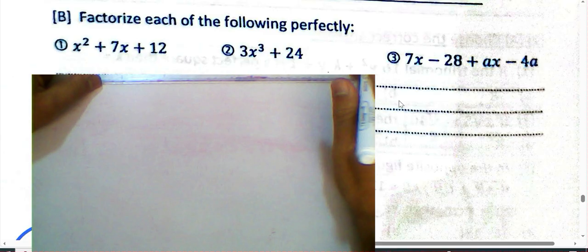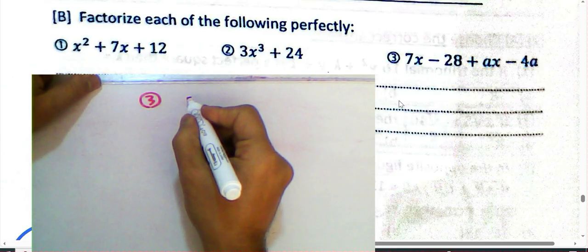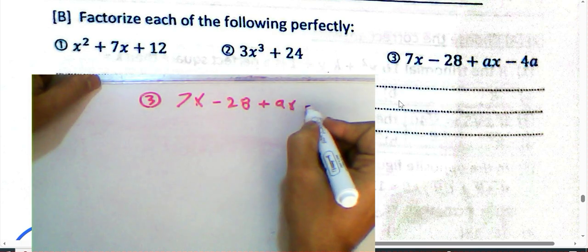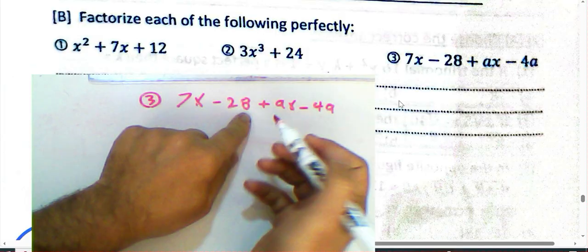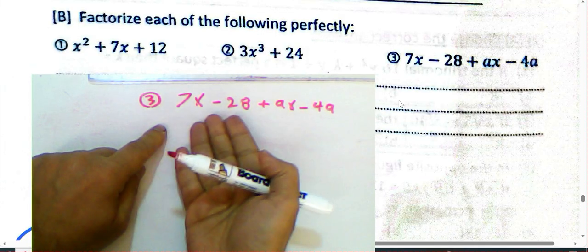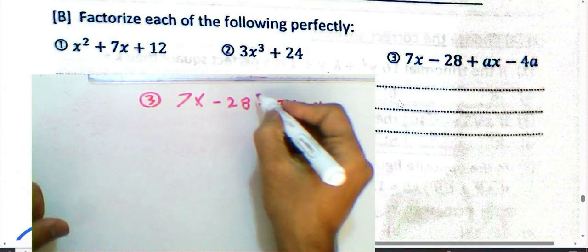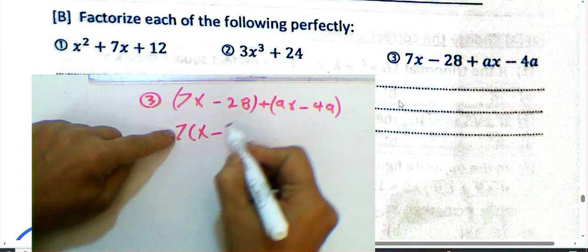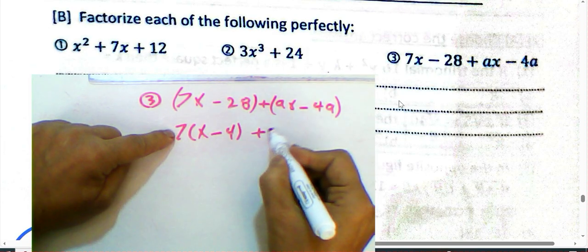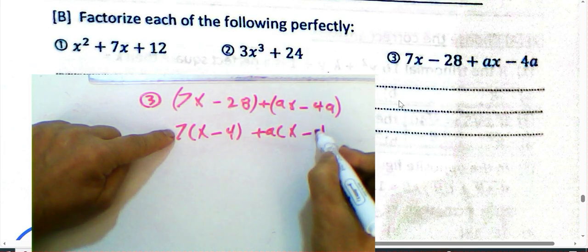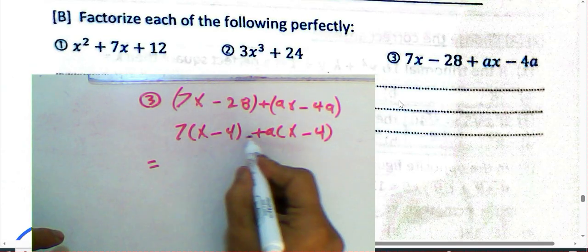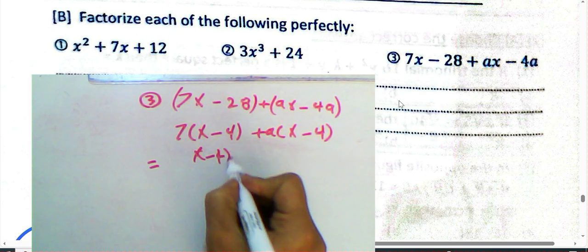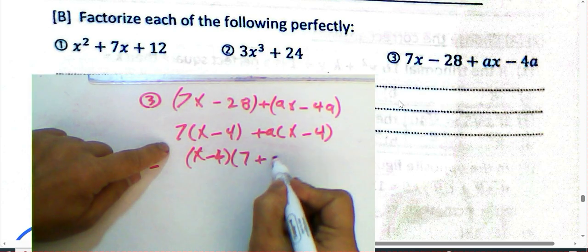Next question number 3. 7x subtract 28 plus ax subtract 4a. We have 4 terms. We can write the highest common factor between two terms here and two terms here. Okay, divided like this, two parts. Write 7 as the highest common factor. 7x divided by 7 equals x. 28 divided by 7 is 4. And we can write a as the highest common factor between the two terms like this. Now we have this expression repeating. Write x minus 4 as the highest common factor between the two terms. x minus 4 multiplied by 7 plus a.